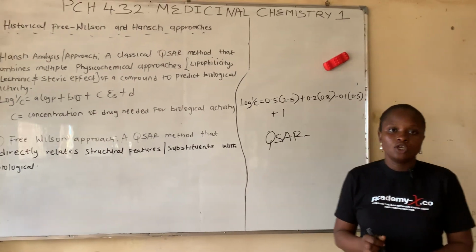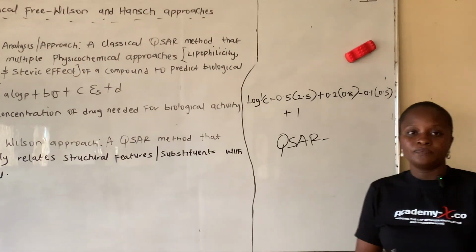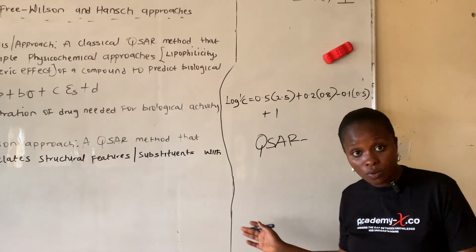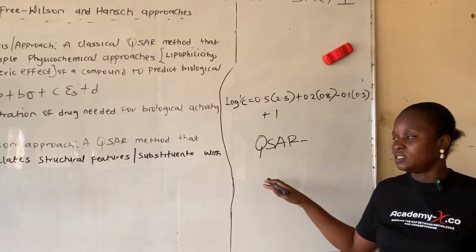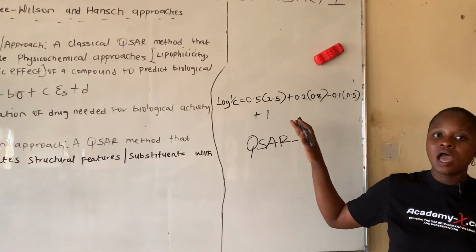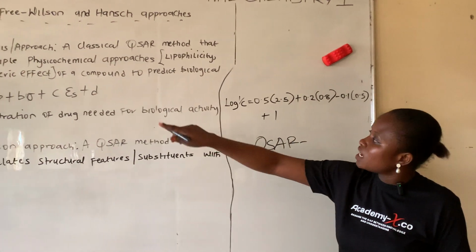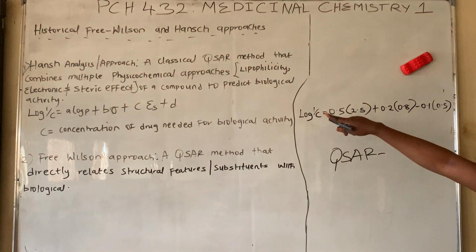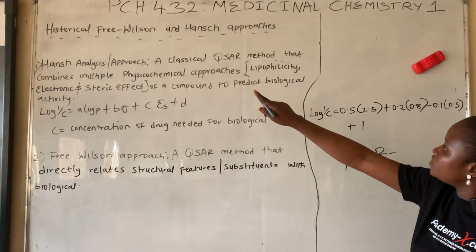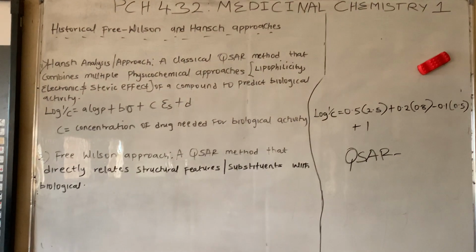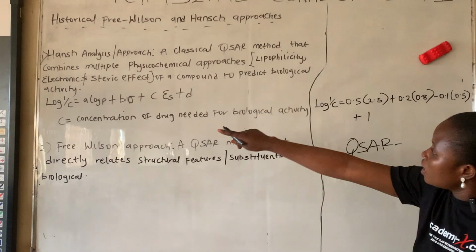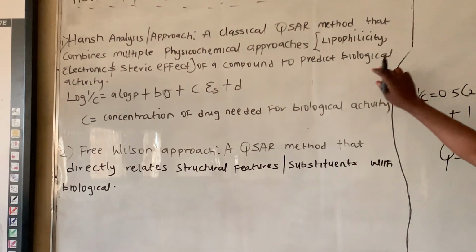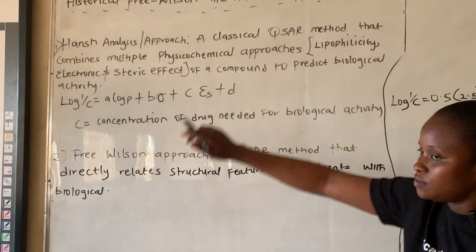And we know that in QSAR, you're looking at the physicochemical properties of a drug that affect its biological activity and then representing it in an equation. So when you look at Hansch analysis, it is a classical QSAR method that combines multiple physicochemical approaches like the lipophilicity, electronic and steric effects of a compound to predict its biological activity.